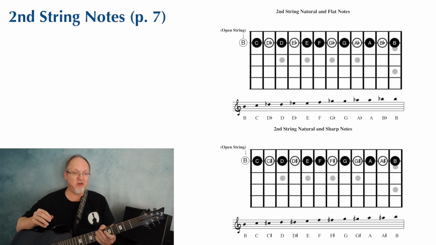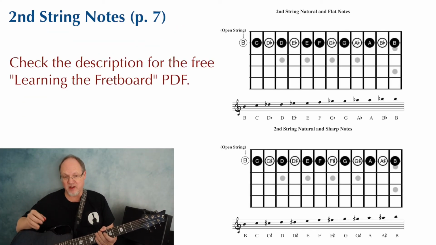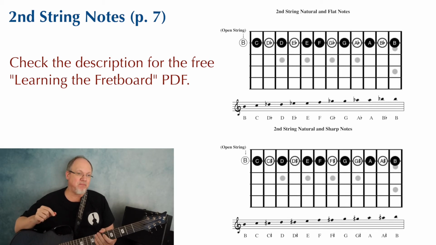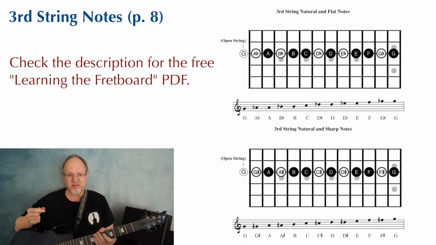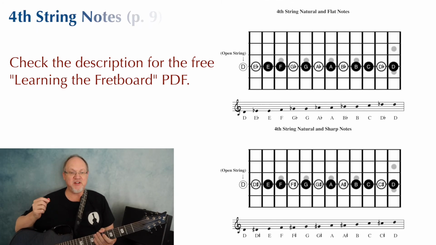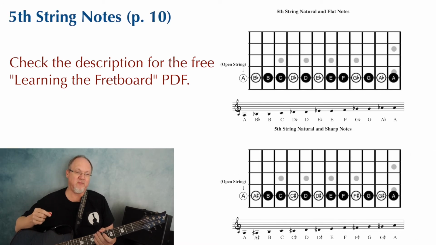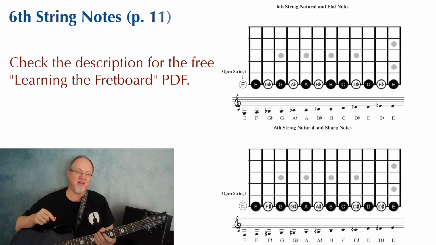The next few pages show the same type of information with the other strings. So page 7 shows the 2nd string notes on the fretboard and in the music staff. Page 8 shows the 3rd string notes on the fretboard and in the music staff. Page 9 shows the 4th string notes. Page 10 shows the 5th string notes. And page 11, we have the 6th string notes. You can play most of these notes in multiple places on the fretboard. That's one of the beautiful things about guitar, but it's also one of the most confusing things until you get used to it.